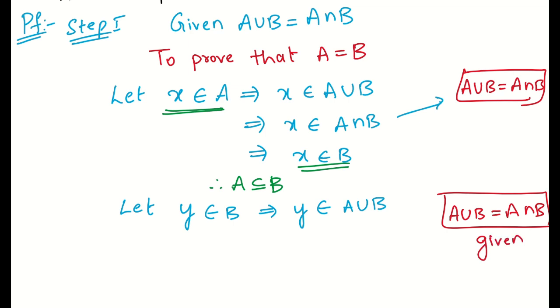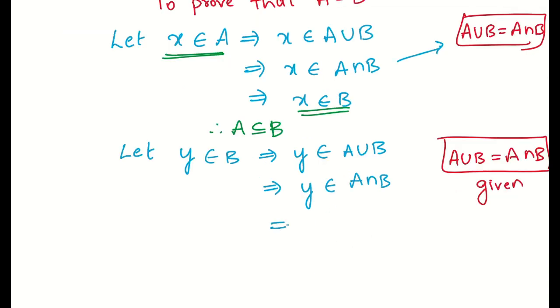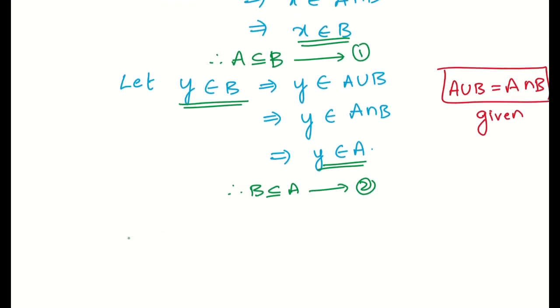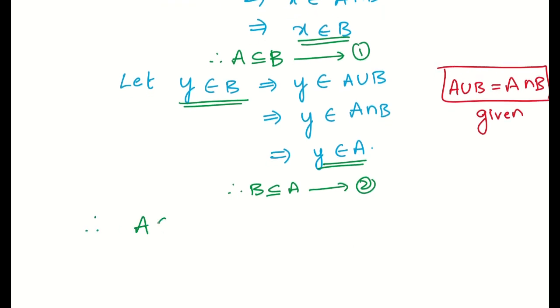So I will be applying the same formula here. What can I say? I can say that Y must belong to A intersection B. If Y is an element in the intersection, then obviously Y must belong to set A. From this, what can I say? Y is an element which is in set B, Y is an element which is in set A. From this I can say that B is a subset of A. Take this as equation number 1 and this as equation number 2. So from this, what can I say? Therefore A is a subset of B and B is a subset of A.